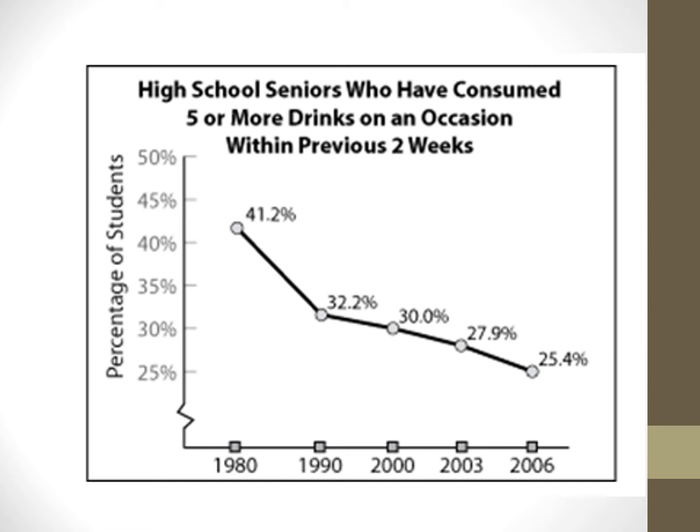So here's something I found online related to high school seniors who have consumed 5 or more drinks on an occasion within the previous 2 weeks. And here they're doing it as a timeline. There's a little problem with how this table is developed because 1980 to 1990 to 2000, it's like they're using these equal distances, and then it goes to 03 to 06, and you really should crunch those together so they're making it look bigger than it is.